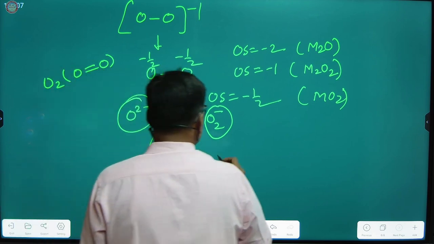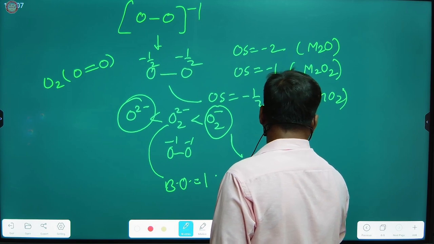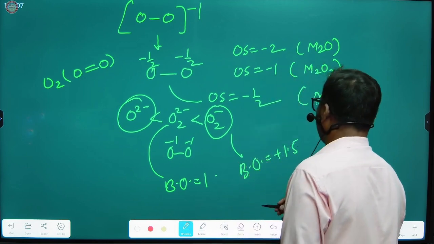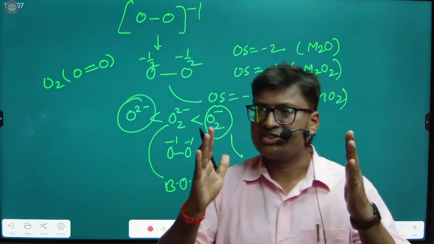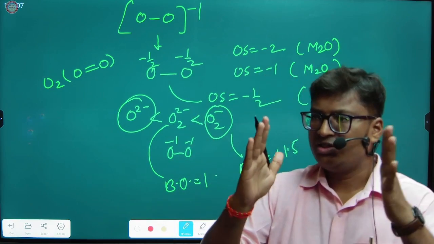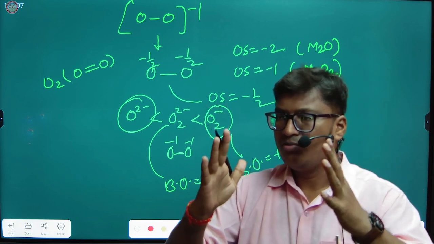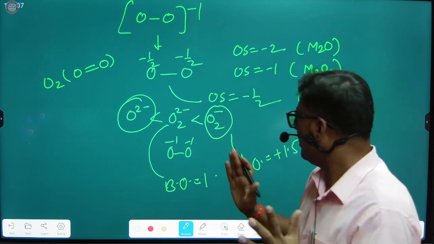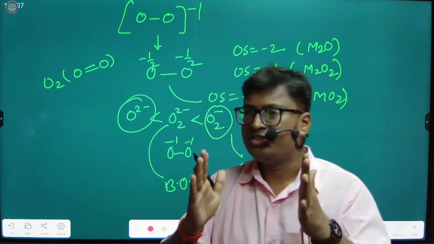And in case of superoxide, the bond order is plus 1.5. It means in case of superoxide, there is more closeness between the oxygen atoms. The oxygen atoms remain more intact, closer to each other, because of the high bond order. Whereas in case of peroxide, the bond order is 1.